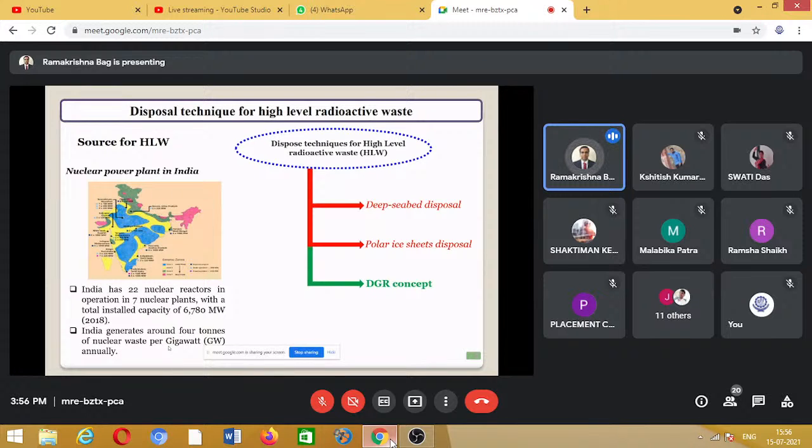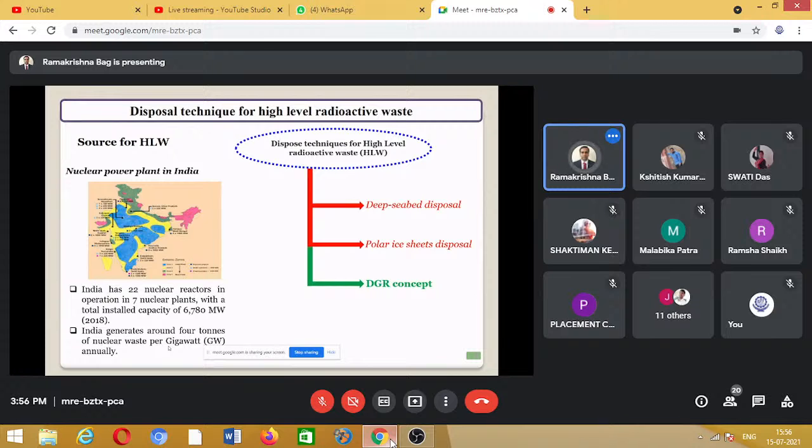In India, the plan is that India may start disposing all this waste in 2050. Okay, so the last 50, 60 years, whatever nuclear power plants we have developed, the waste coming from the nuclear power plants is still kept. It is not thrown away anyway.